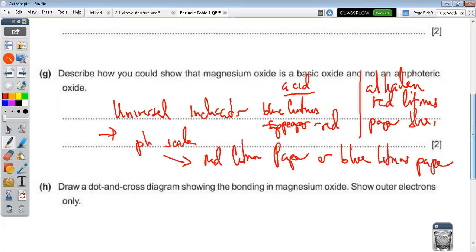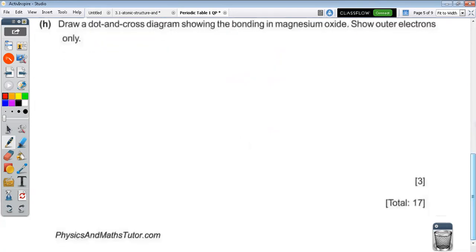Now, the next one, which is a Form 3 topic. Draw a dot and cross diagram showing bonding in magnesium oxide. Show the outer shell electrons only. So let's go to your periodic table, everyone, quickly. Magnesium, revision for your O-level, oxygen there. Can you tell me how many electrons are in magnesium? Doesn't it have 12 electrons? How many electrons are in oxygen? 8.